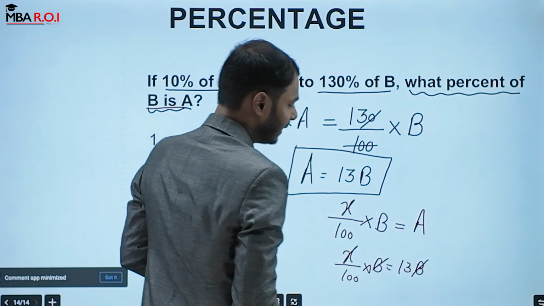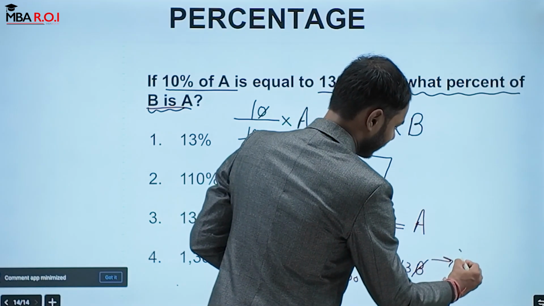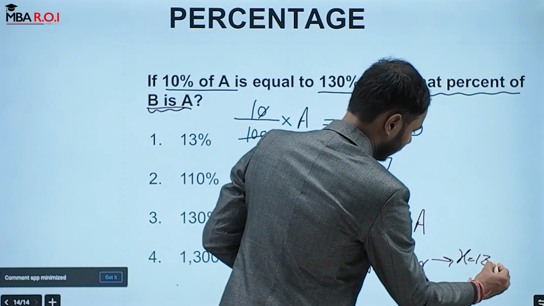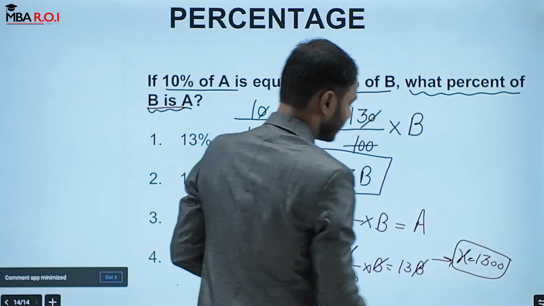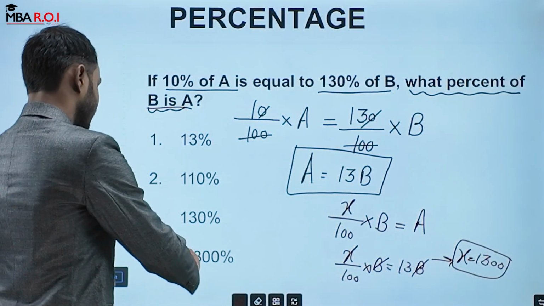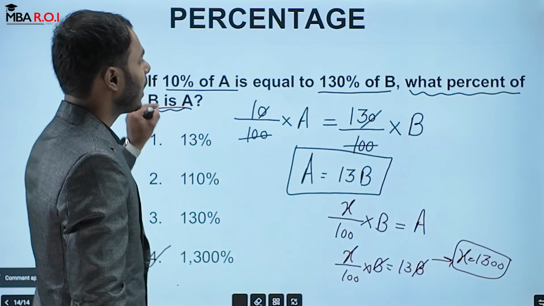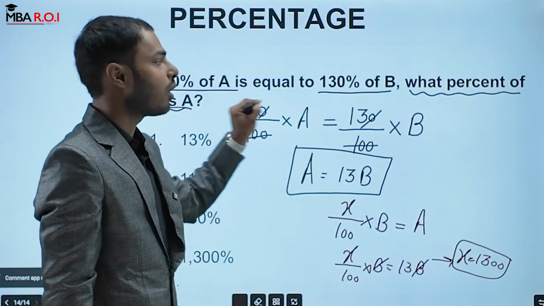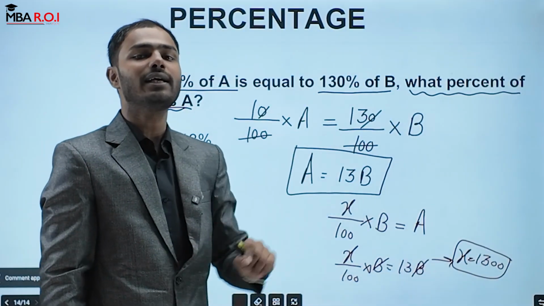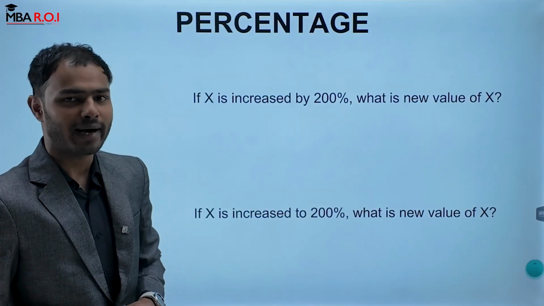Now b and b will be cancelled and the value of x that we will get will be equal to 1300. Now we can see which option is 1300. So option fourth is 1300, which is the correct answer for this question. So I hope you know how we can use variables or keywords very carefully. Now let's move on to the next part.